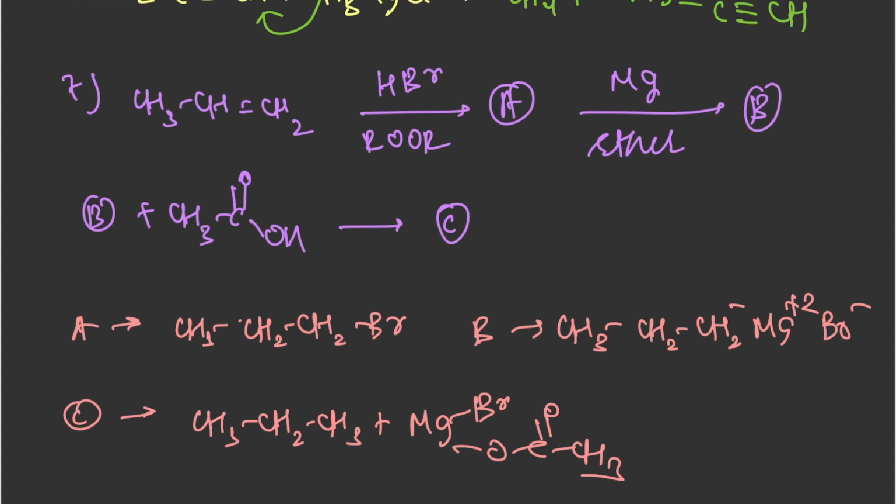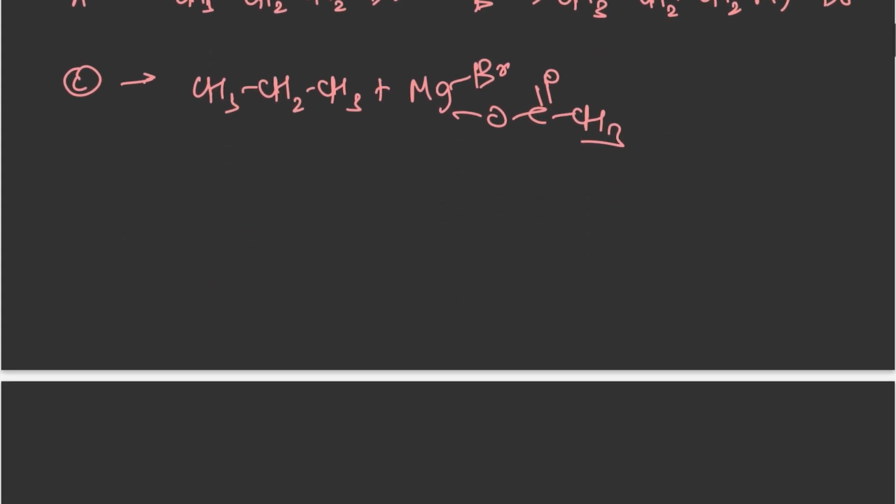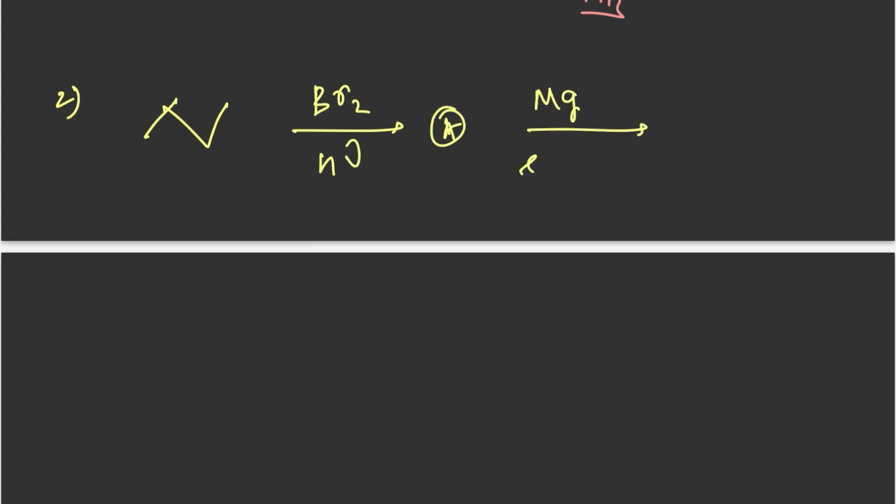Now let's solve some more conversions. That's what we call conversions. That reacts with Br2/hν to form A. A will react with Mg/ether and will form B. B will react with phenol. It will form C. Now what is the first reaction? B will react with D2O, deuterium heavy water. It will form C.